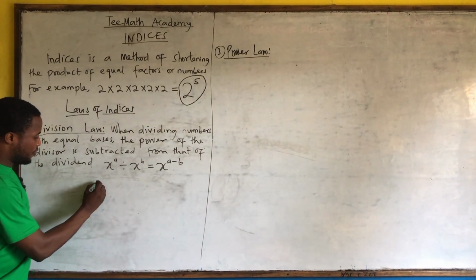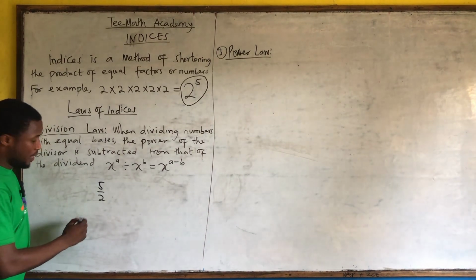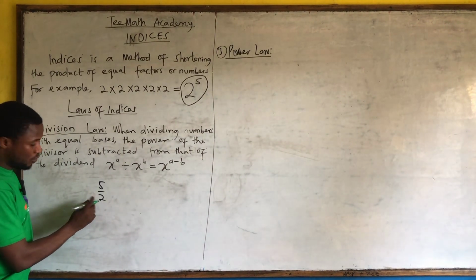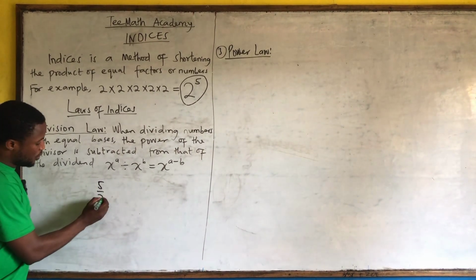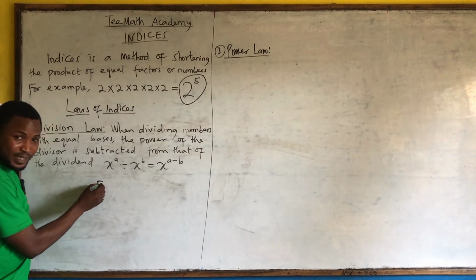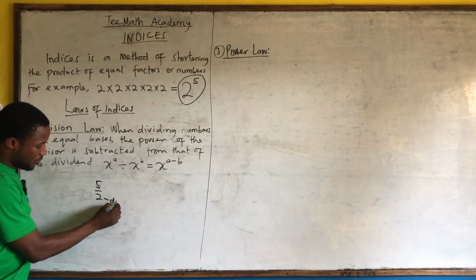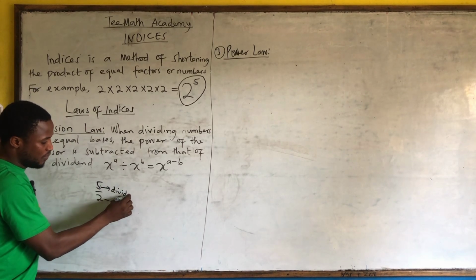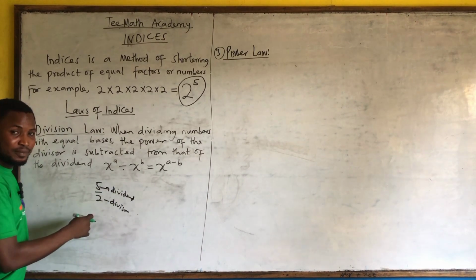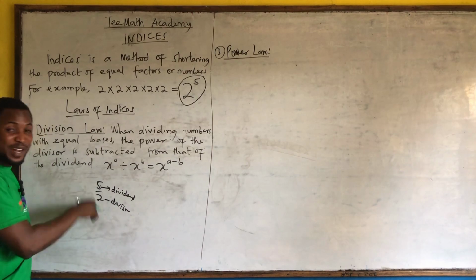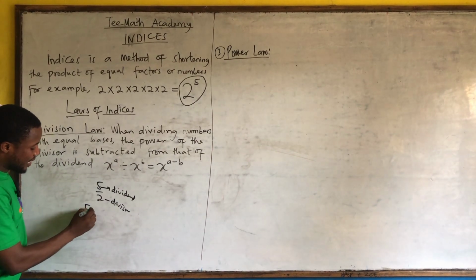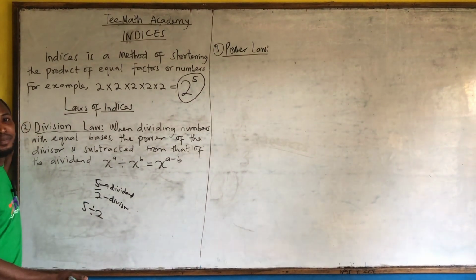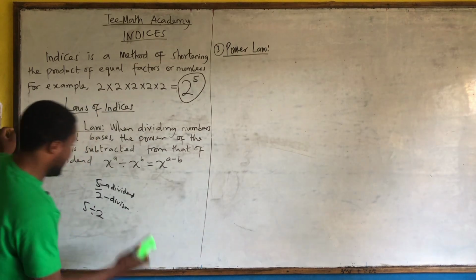Now, if I have 5 over 2 here, in this division you are using this one to divide this. So this one that wants to divide is the divisor, while this 5 is our dividend. The dividend is the one that wants to be divided. So I can write this as 5 divided by 2 as well. They are the same thing.